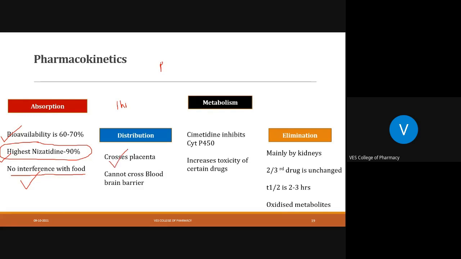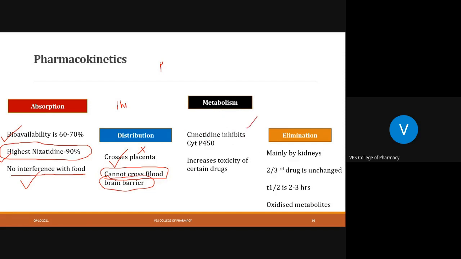Again, it crosses the placenta, so it should be avoided in pregnant women. Again, it cannot cross the blood-brain barrier. Okay, so that is an important property. They are not able to cross the blood-brain barrier, so there is no effect related to the CNS.